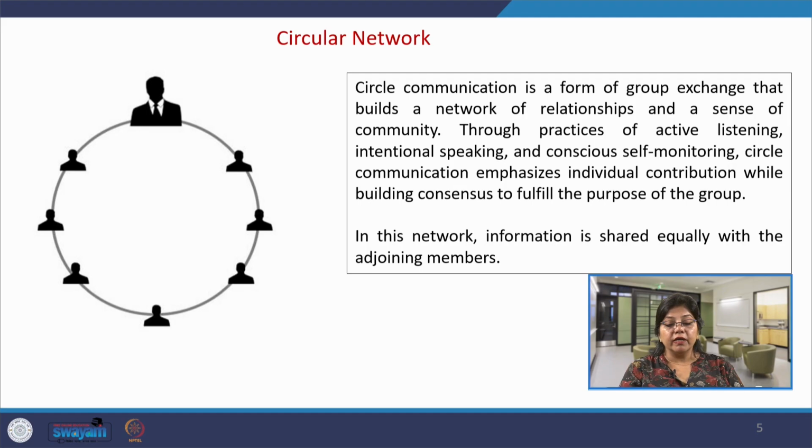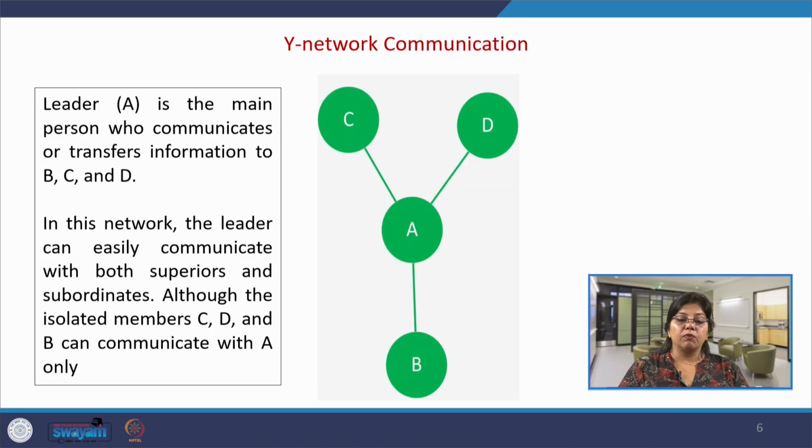In this kind of network, information is shared equally with the adjoining members. No information is hidden from any member, because it flows in the circle from one person to another, and there is a cross sharing of the information. So, every member has an equal amount of information through the one authority. This is circular network. This is Y network.